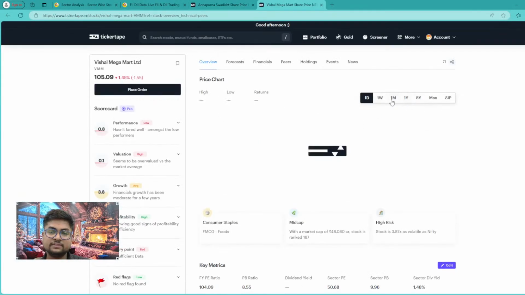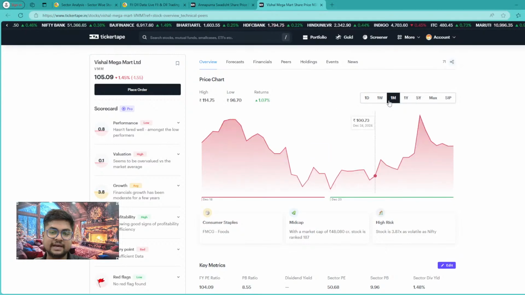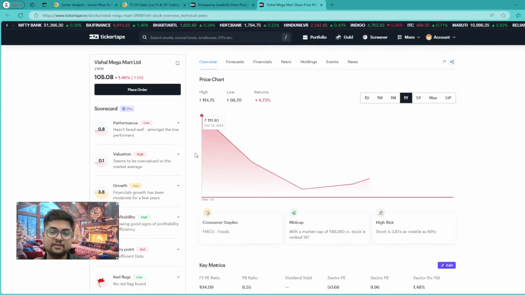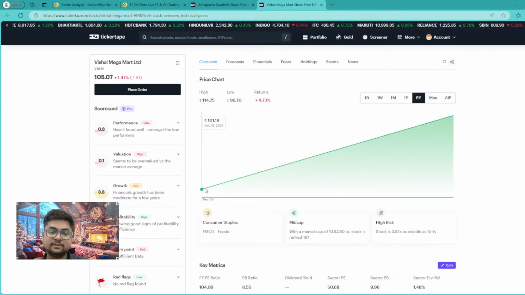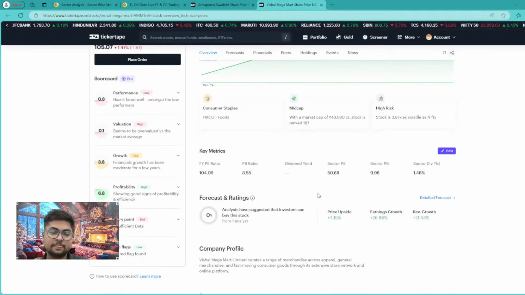Right. So Vishal Mega Mart has a very high P/E and is trading very high. It has been trading at 111, and again it is coming back to its level. Vishal Mega Mart has just been listed, on the 16th of December, and from 111 it is showing a move to 106.64 as of now.